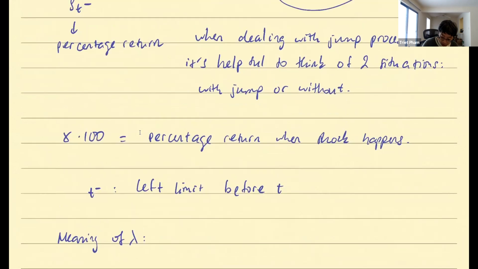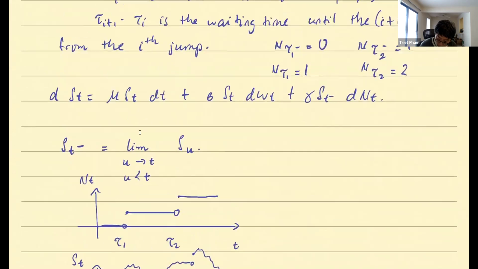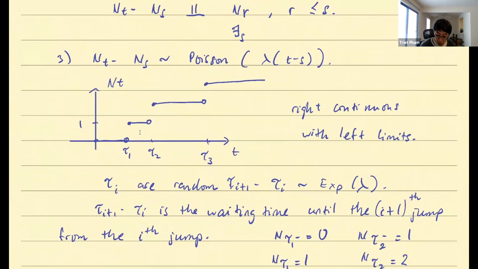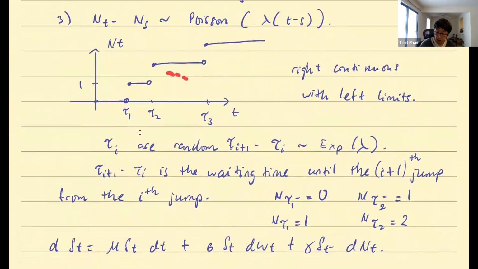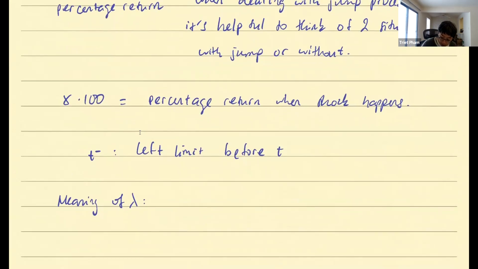Lambda tells us that NT is a Poisson lambda process. But you don't see lambda explicitly in the graph. It's there implicitly. So lambda tells us how often the jump happens.